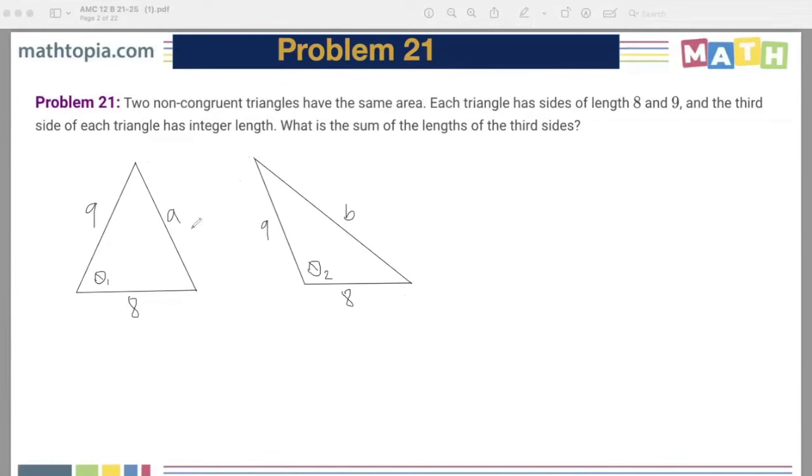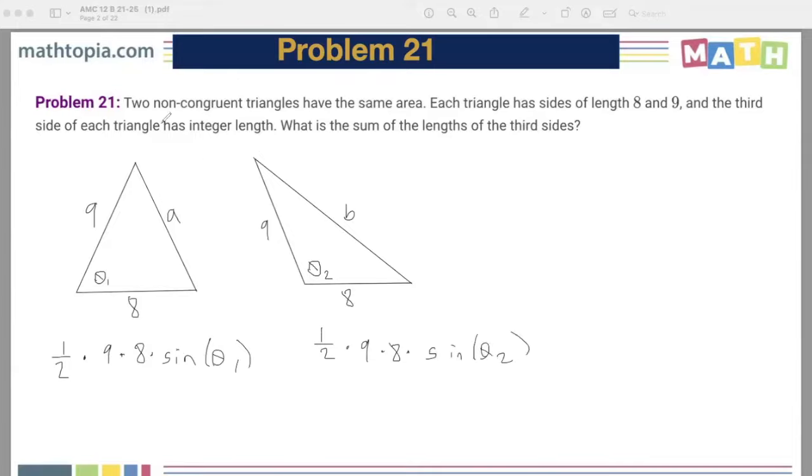So, we don't know the third length of the triangle, but we do know the two sides of the triangle. So we can try to use the sine angle formula to get some information about what these two angles should be. If we do that, we know that the area of this triangle is going to be 1/2 times 9 times 8 times the sine of theta 1. And this triangle is going to be 1/2 times 9 times 8 times the sine of theta 2.